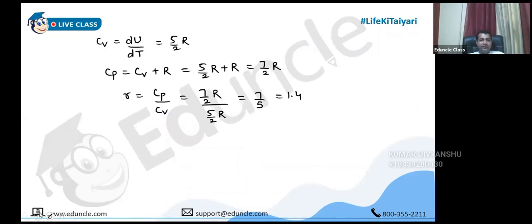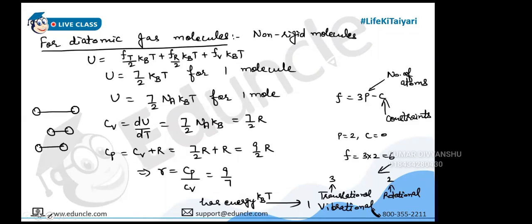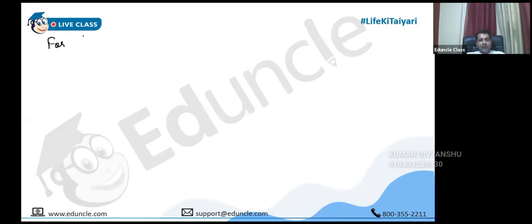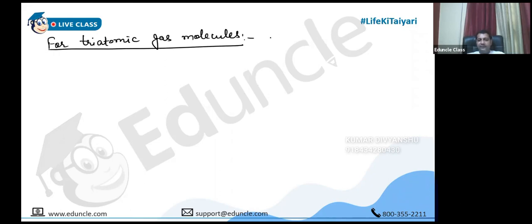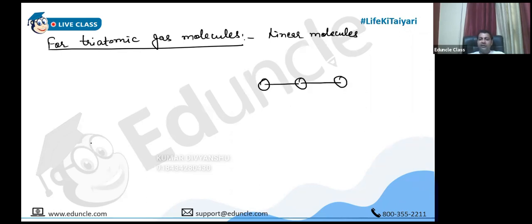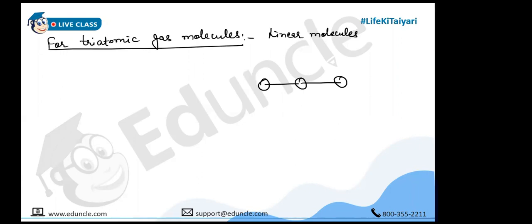Now let us calculate for triatomic gas molecules. So again, we are having two cases. Either they can be linear or non-linear. Linear molecules means all the atoms lie along a straight line, one single line, like this, 1, 2, 3. This is linear. So now how many degrees of freedom are there? 5: 3 translation, 2 rotation.